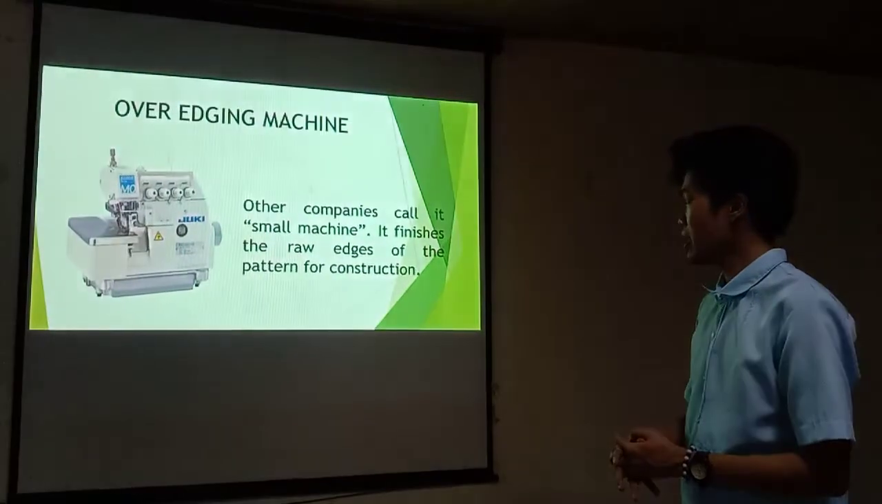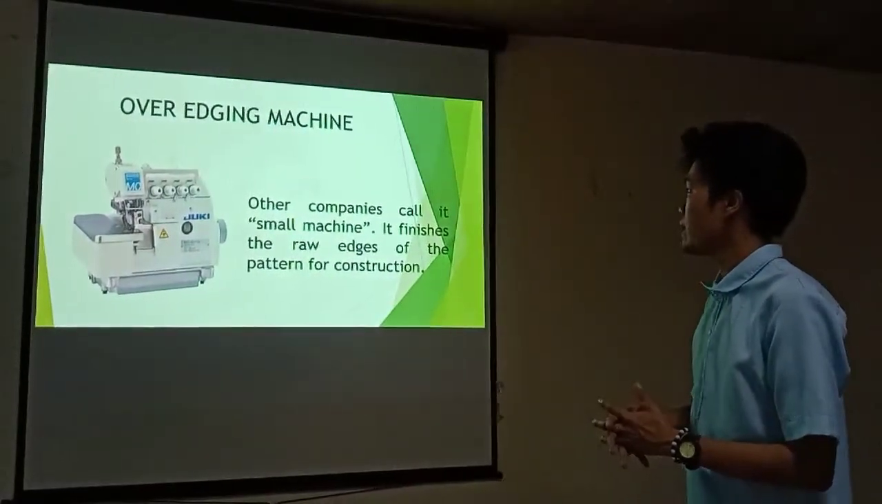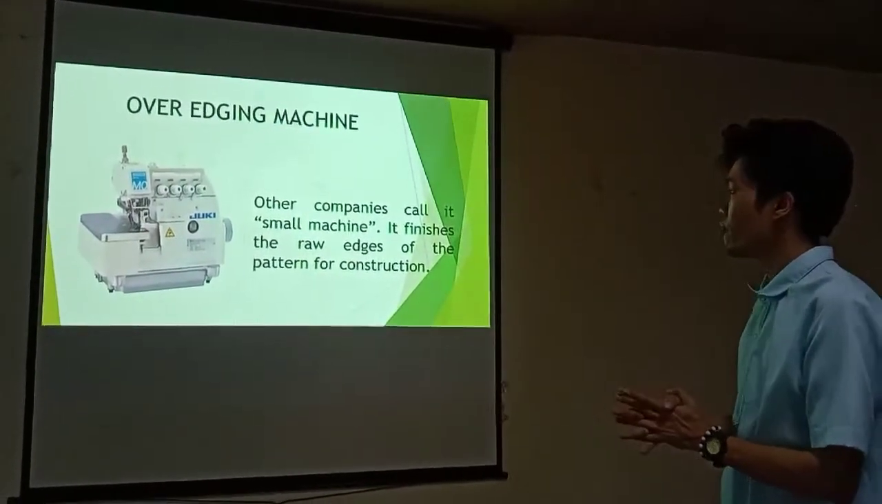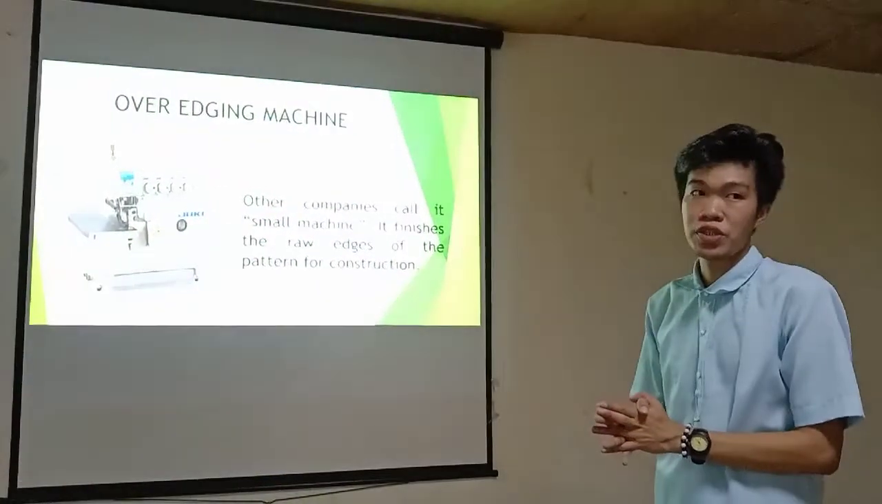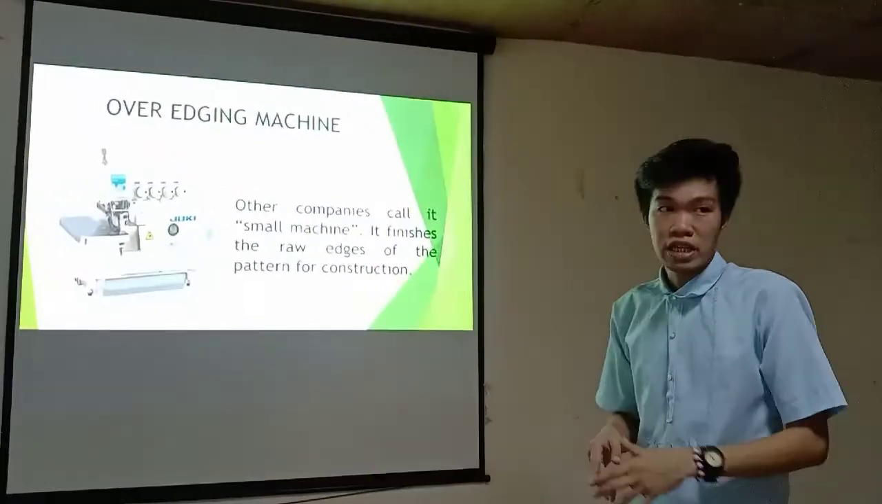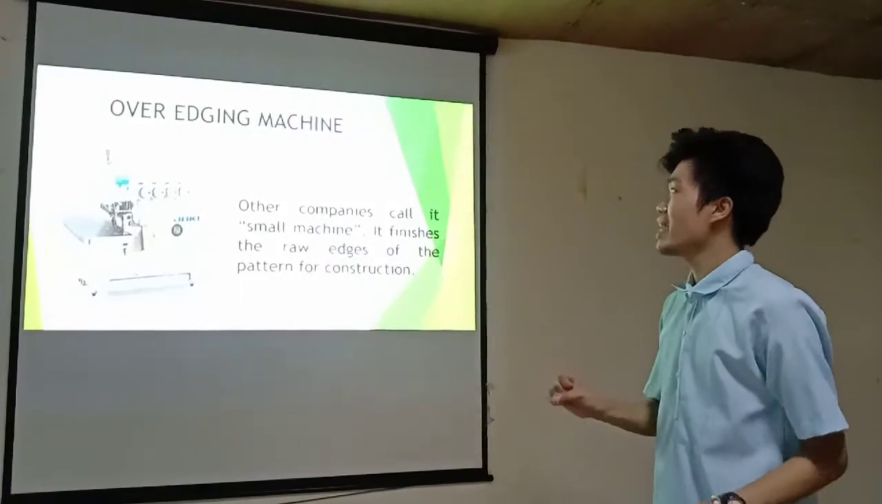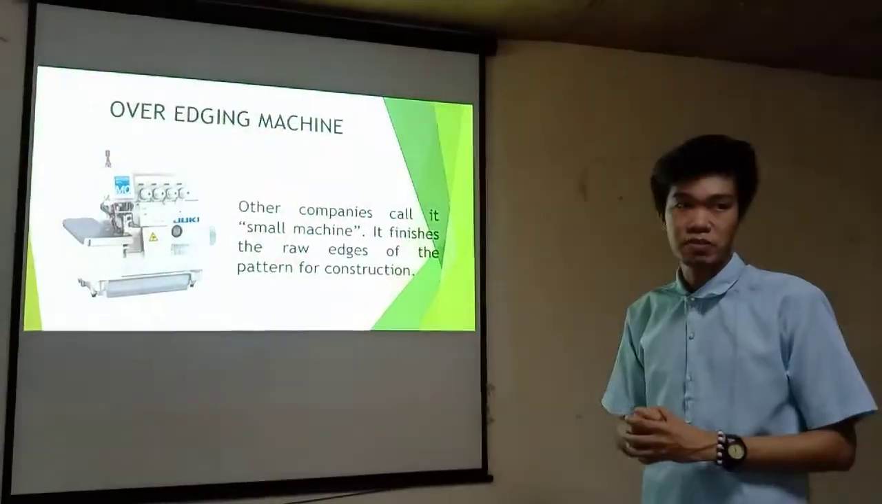Other companies call it a small machine. It finishes the raw edges of the pattern for construction. If you notice the raw edges of your school uniform, it was done by the over-edging machine.